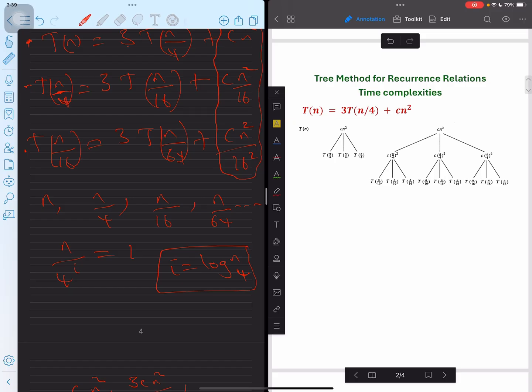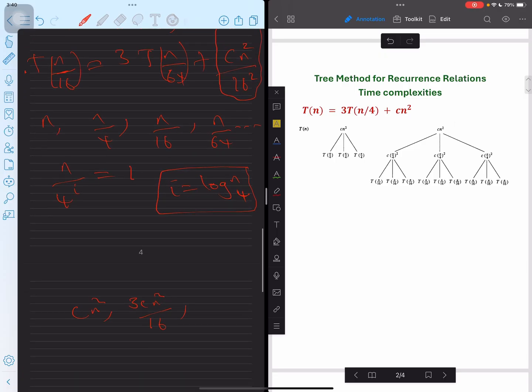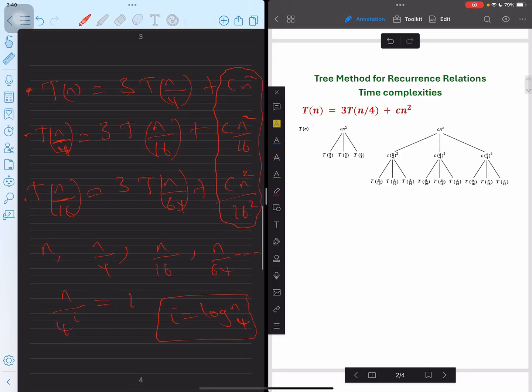So now at this level, when I have n divided by 16, you see what this guy produced. This guy produced Cn squared divided by 16 squared. See that? So you want to count the total number of times that will be produced, right? So we'll get there. And that will give me 9Cn squared over 16 squared. So why did I say 9?